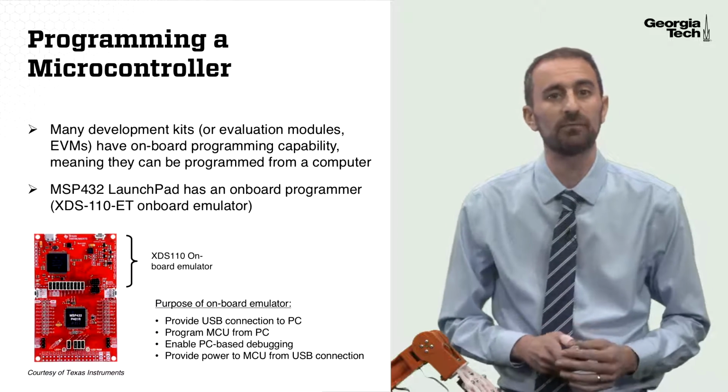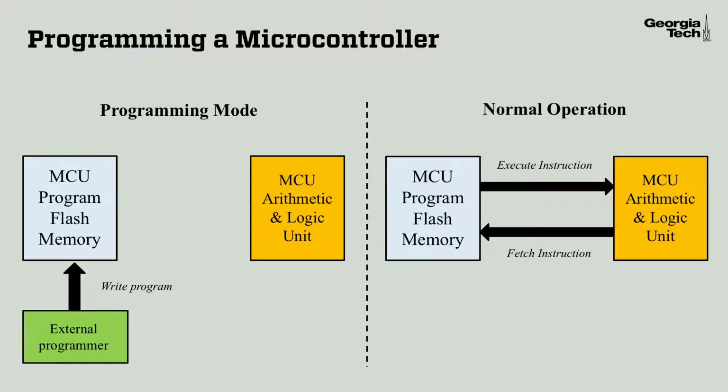Let's talk about the two different modes that microcontrollers typically operate in. The first mode is programming mode. What we're showing on this diagram is that the microcontroller has both a flash memory bank and an arithmetic and logic unit, which is part of the CPU. So those two blocks are shown there. Now in programming mode, we have an external programmer, which can also be that onboard emulator for a development kit. That external programmer writes your program directly to the flash memory, and the CPU, or the arithmetic and logic unit, isn't really doing anything. It's essentially sitting idle, waiting for that program to be loaded. So that's what happens in programming mode.